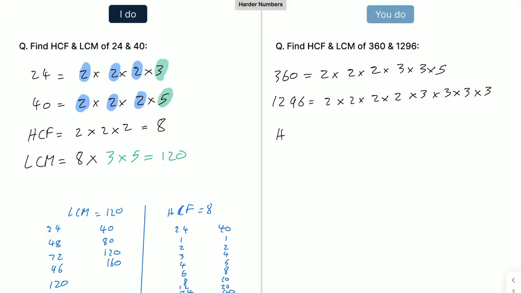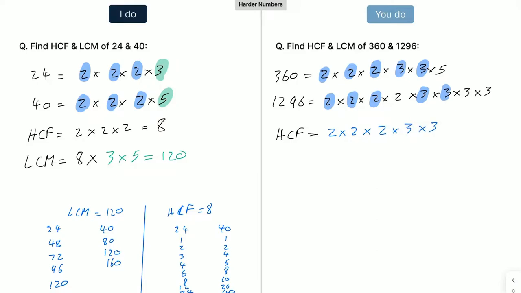So as usual, for the HCF, we're going to find the matching pairs. So 2 and 2 match, this 2 and this 2 matches, this 2 and this 2 matches. Now that 2 doesn't match with anything. Moving on, this 3 and this 3 matches, and this 3 and this 3 matches. So now that we've got the matching pairs, we're going to write each pair out once.